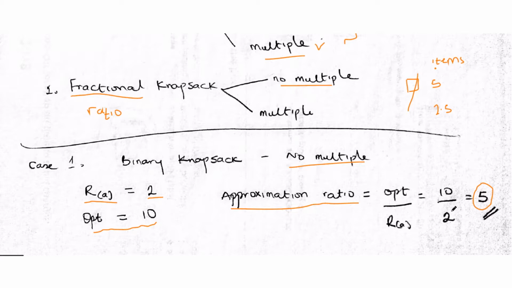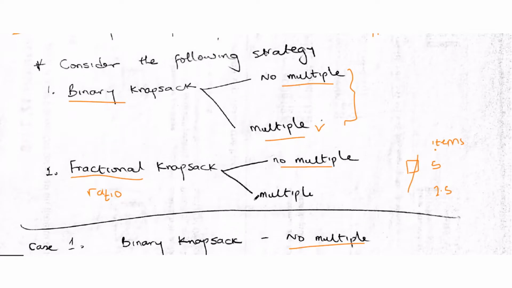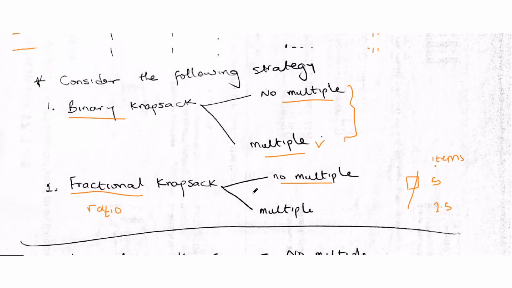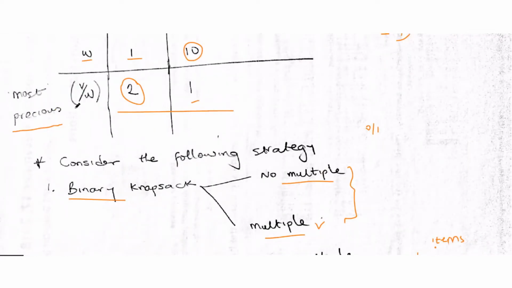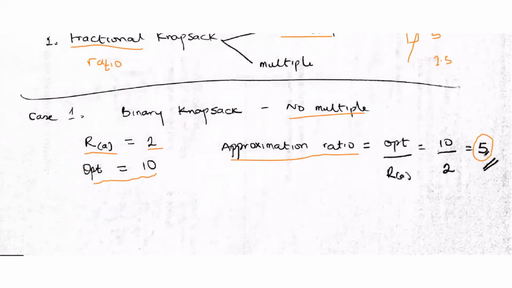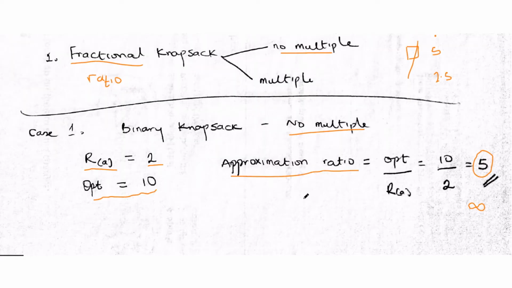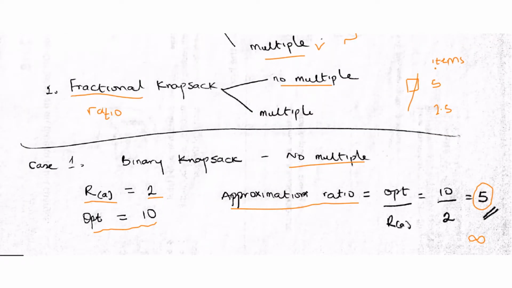So this shows that this strategy of taking the most precious is very, very bad. It's very, very bad because this approximation ratio can tend to infinity as the second item increases in value and weight.